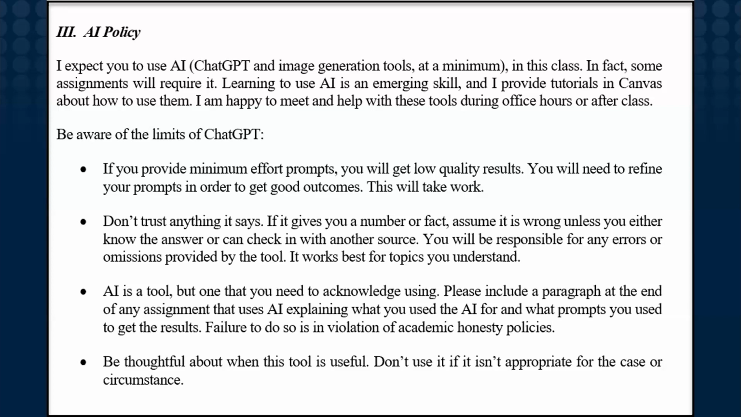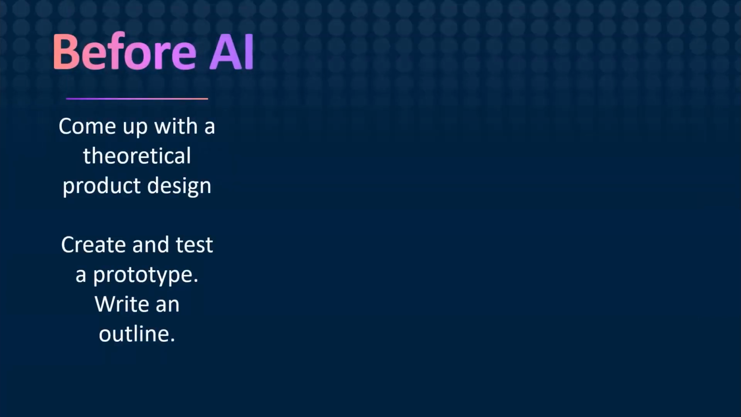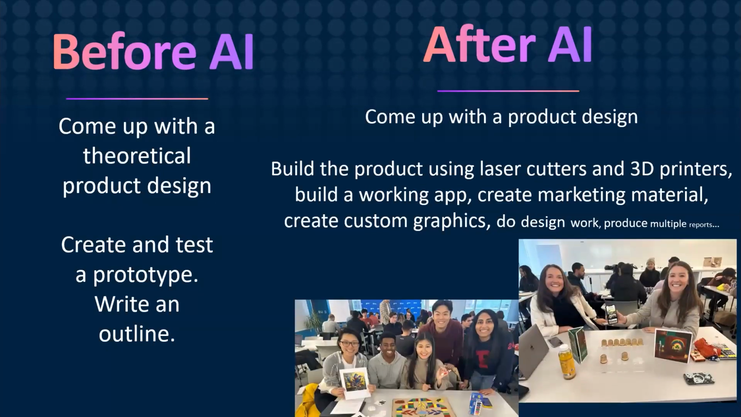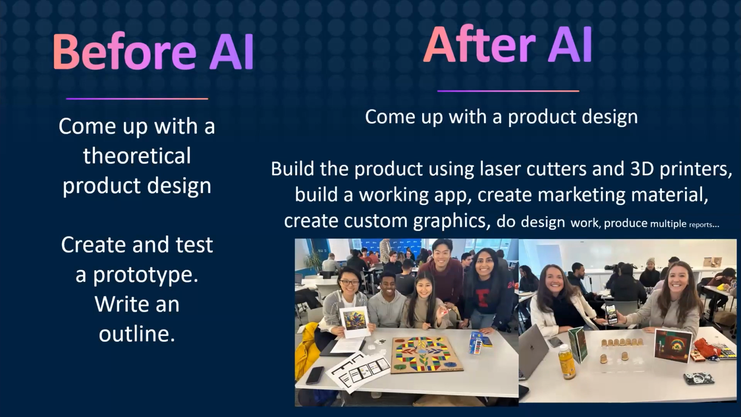Just as one example, in one of my entrepreneurship classes, people had to come up with a theoretical product design, create and test a prototype, and write an outline. And afterwards, I make them come up with a product design, build the product using laser 3D printers, build a working app, create marketing material, create a website, do design work, create demo products, and create images. The end result after 4 weeks is that people have working games with working websites and board games.